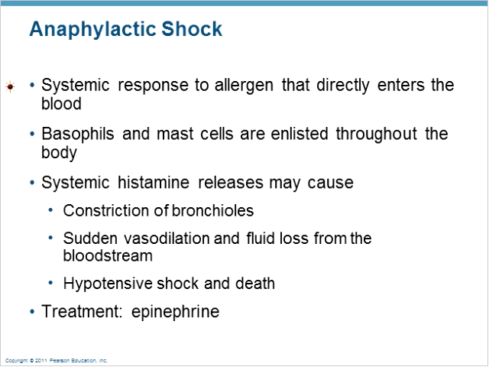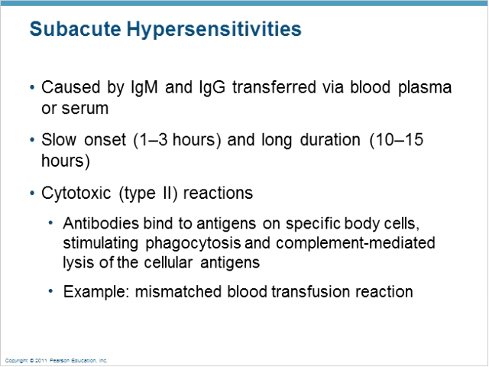It's a systemic response to an allergic reaction that directly enters the blood. Basophils and mast cells are enlisted throughout the body. Systemic histamine release may cause a constriction of the bronchioles. We can't get air in, like an asthma attack. Sudden vasodilatation and fluid loss to the bloodstream, so fluid leaves our cardiovascular system and goes into the skin or the tissue. Hypotensive shock and death, and the treatment is with epinephrine, which works to block that effect.